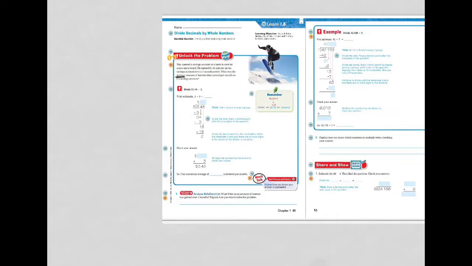Good morning. Let's open to page 49. We'll be on lesson 1.8. We have done multiplying by decimals, so today we're going to divide decimals by a whole number.